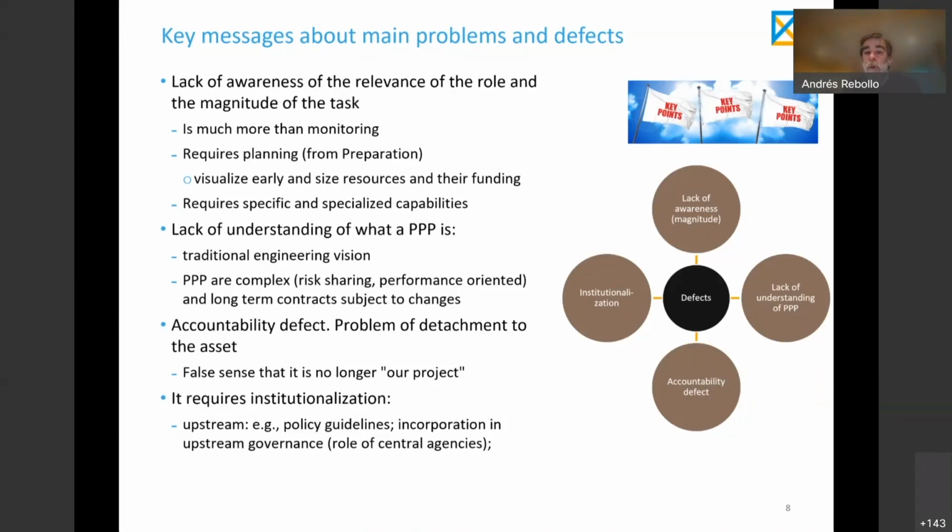And we need to incorporate in the contract management cycle, in the contract management processes, in an appropriate manner, all this upstream governance, the role of the central agencies, especially Ministry of Finance or Central PPP Unit. And also we need to institutionalize downstream. I mean, we should recognize a specific role, a specific profession, which is the contract manager, the contract administrator.